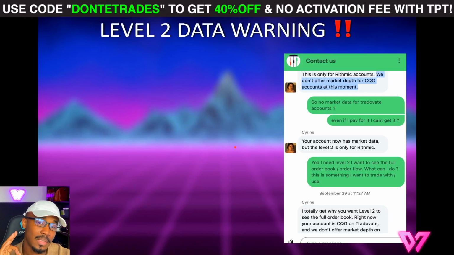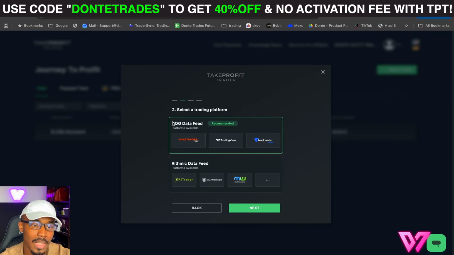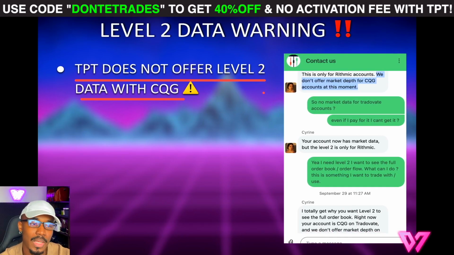But this is again a really big warning you want to pay attention to, and this actually applies to me. If you trade level 2 data, you cannot get level 2 data with the CQG accounts. You need to choose the Rithmic data plan. If you don't know what level 2 data is, don't pay attention to this. It doesn't matter. But for me, I do trade level 2 data, and I haven't seen anybody talk about or warn about this on YouTube.